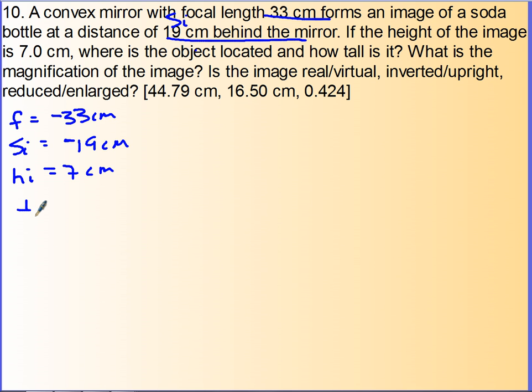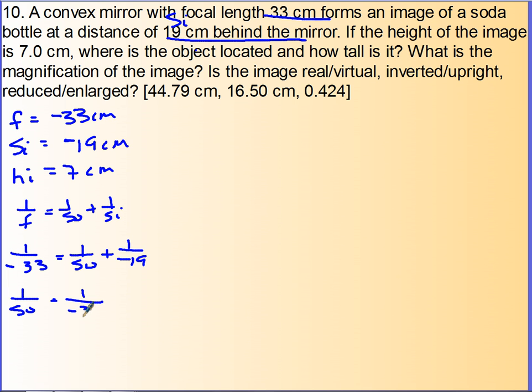All right, 1 over f is 1 over SO plus 1 over SI. Let's do it this way. Let's go and plug our numbers in. 1 over negative 33 is 1 over SO plus 1 over negative 19. Again, there are several ways you can do these. So now I'm going to add 1 over 19 to both sides. So 1 over SO is 1 over negative 33 plus 1 over 19.